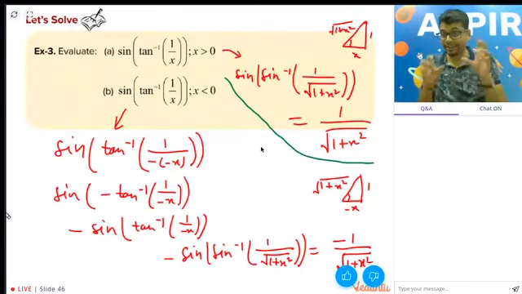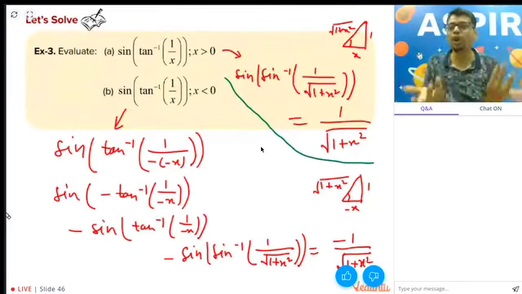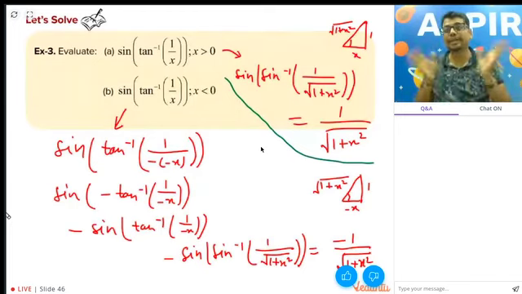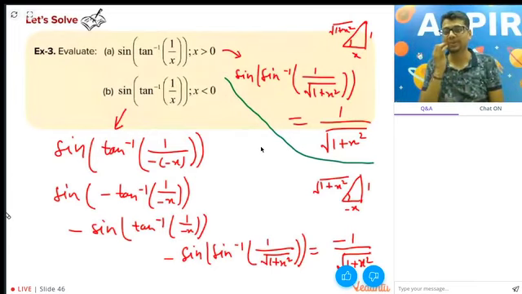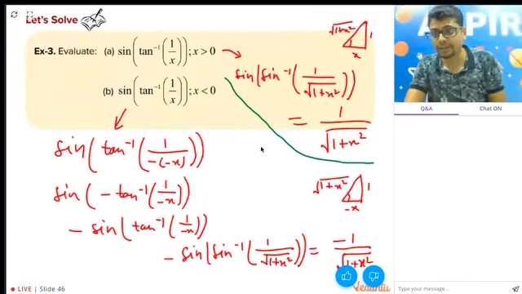If it is with numbers, how do we manipulate? We convert it. We use first cos inverse minus x is pi minus cos inverse x, and sin inverse minus x is minus sin inverse x. And then we may use this. That's it. All right.